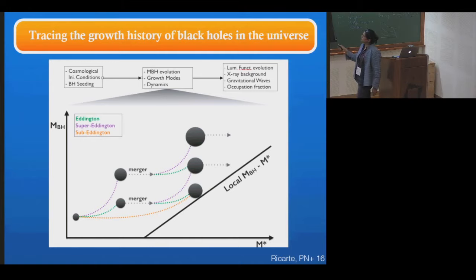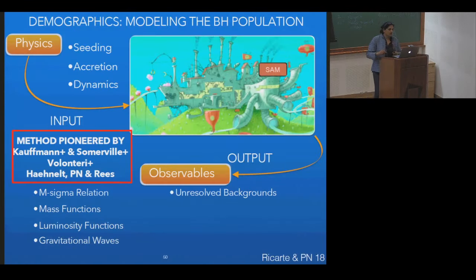What are the predictions that we can make? We can predict luminosity functions and the evolution of the luminosity function, we can predict the X-ray background, we can predict gravitational waves from the mergers, and we can predict the occupation fraction: what fraction of galaxies today in different mass ranges should harbor a black hole.